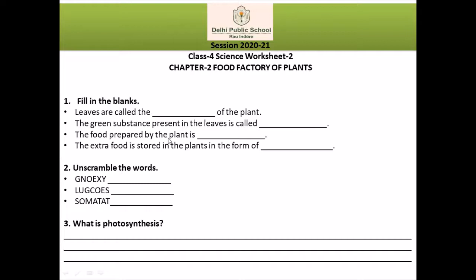The food prepared by the plants is glucose. Food prepared after photosynthesis is glucose. The extra food is stored in the plants in the form of starch. The extra food or extra glucose is stored in the form of starch in different parts of plants. Now you have to unscramble the words.